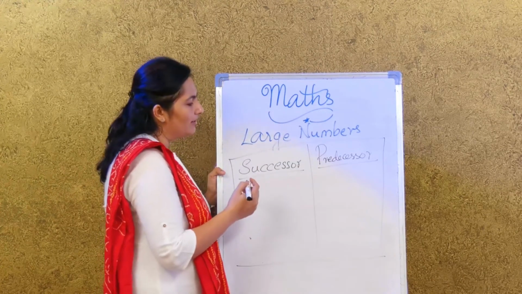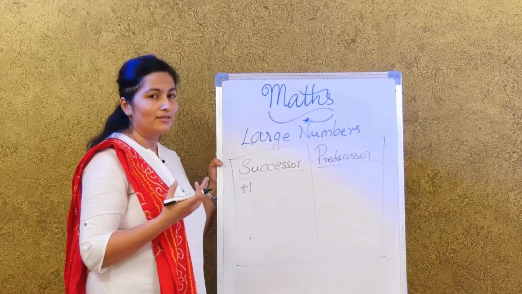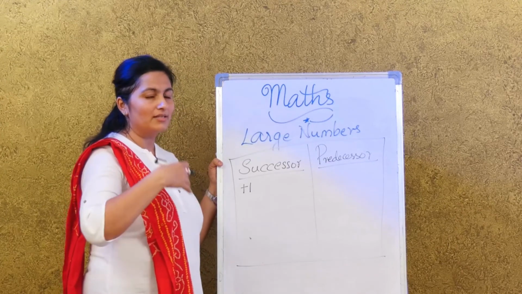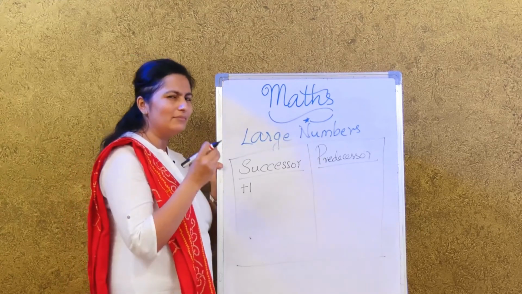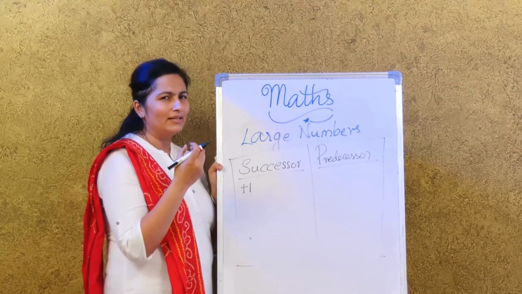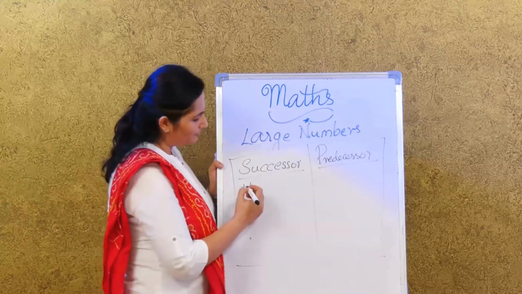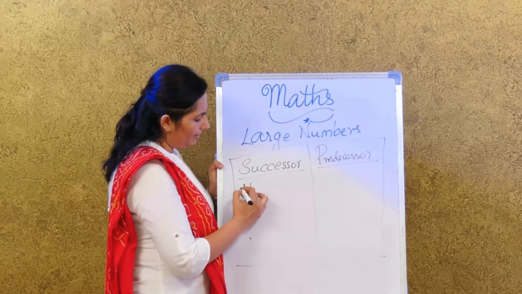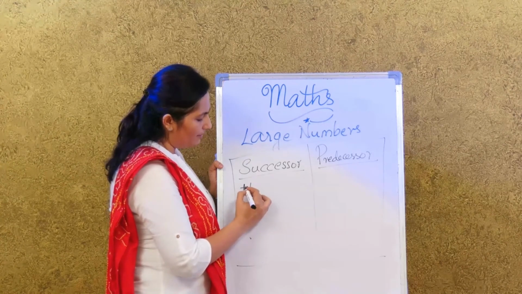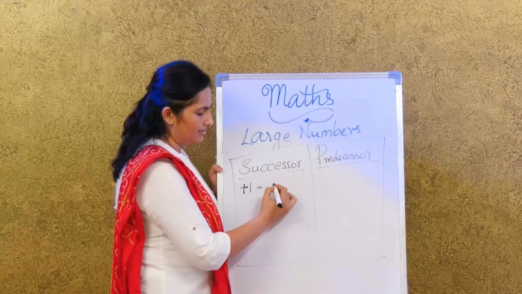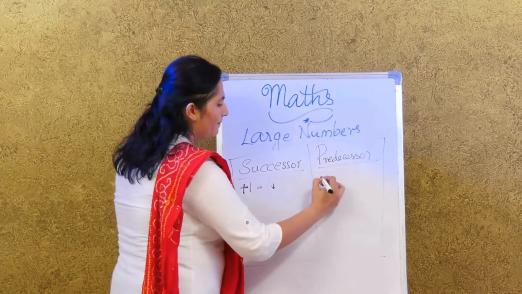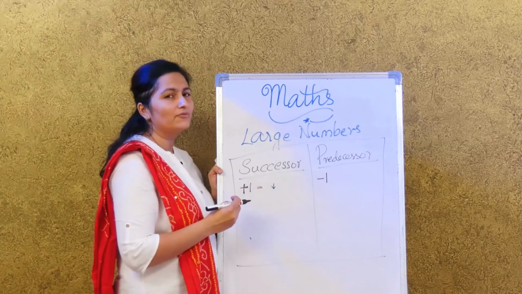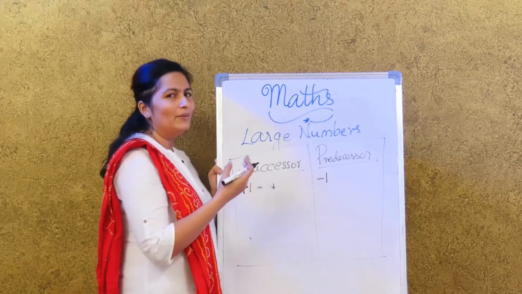Like for example, you can think of kingdoms. Who is the successor? The one who comes after the present king, who is the next king. So, you can think of something which is very easy for you to remember. Any natural number +1 will give you the successor. Then, when we subtract 1 from any natural number, you get the predecessor.